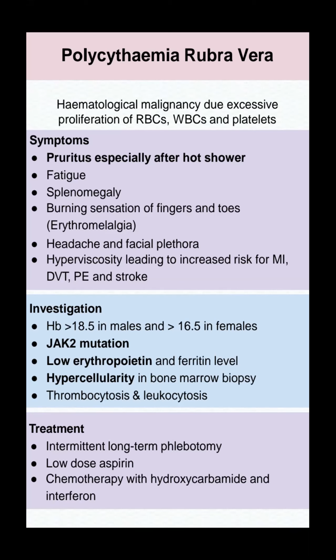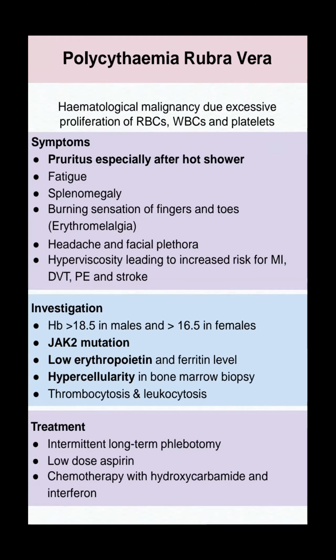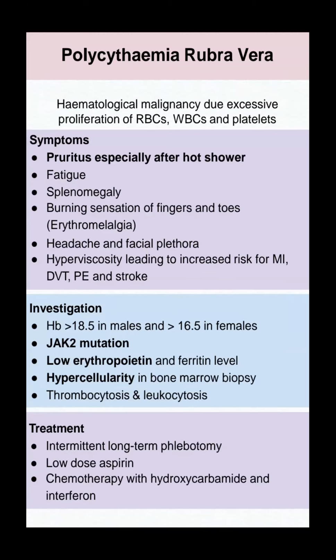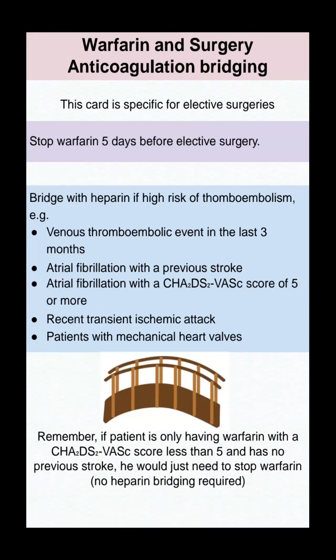There is a proliferation of RBCs, WBCs, and platelets, and there will be a JAK2 mutation. Direct question, candidates: polycythemia rubra vera, direct investigation is the JAK2 mutation, low erythropoietin, hypercellularity. We have to give treatment: low-dose aspirin, chemotherapy, hydroxycarbamide and interferon. Warfarin and surgery, anticoagulation, bridging.